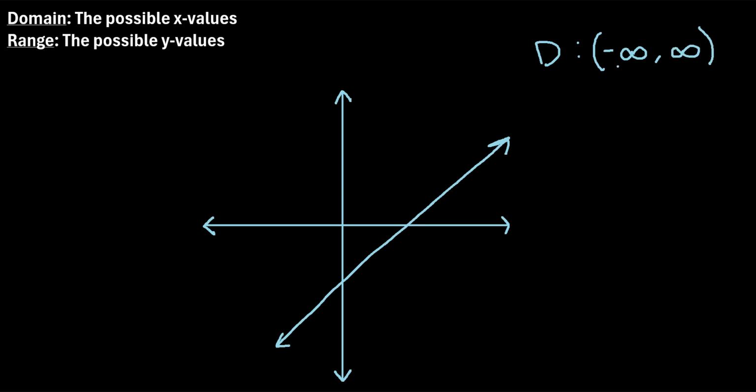And by the way, when we write negative infinity and positive infinity, we use these open parentheses as opposed to a bracket to indicate that we can't actually ever reach negative infinity, and we can never actually reach positive infinity. So that's why we use these parentheses.